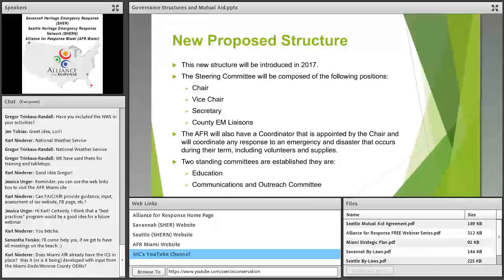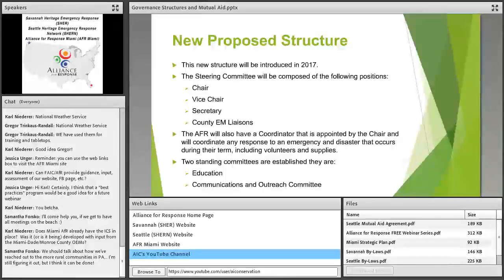The new proposed structure, what we're going to be doing in 2017, is in the bylaws. Right now we're envisioning a chair, a vice chair, a secretary, and the county EM liaison. I would be one of the EM liaisons, and then the Alliance would appoint a coordinator, who would be responsible for mainly handling the response and preparedness activities for the Alliance. And then we would have 2 standing committees, one for education and one for community outreach.